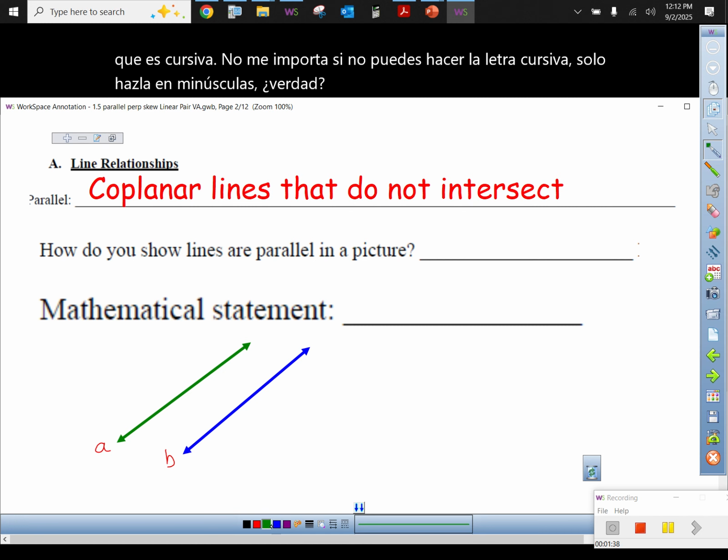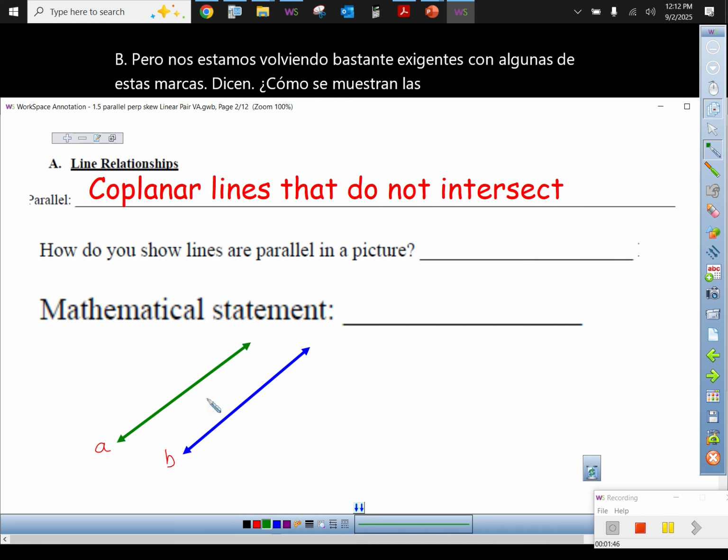But we're getting pretty picky about some of these markings. They say, how do you show lines are parallel in a picture? It doesn't matter what they look like. They could look parallel all day long. It's if they're marked with these arrows. So put an arrowhead maybe in the middle of that guy and an arrowhead maybe in the middle of that guy. Those arrows mean that the lines are parallel to each other in a picture. So we're going to put arrows right here. They're different than the arrowheads that mean that the line goes on forever and ever. Those are different, but they're in the middle of the picture.